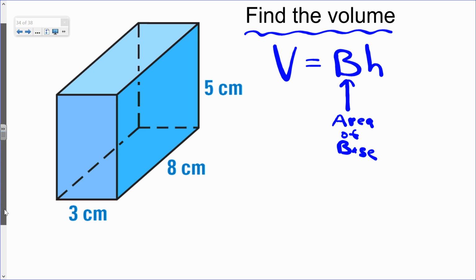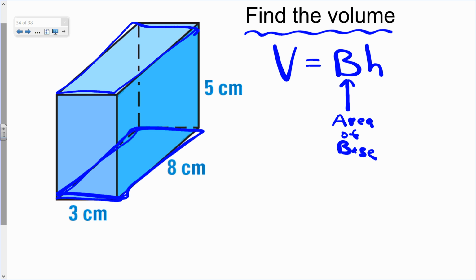But the base here is not a circle. The base here is actually a rectangle. Look at the base here, highlighted in blue. Let's find the area of that base, and that's going to be the capital B. The height is going to be the distance between both bases. This top rectangle and the bottom rectangle are your bases. You want to put that on your picture, on your notes. The height is always the distance from both bases. And 5 in this case is your height.